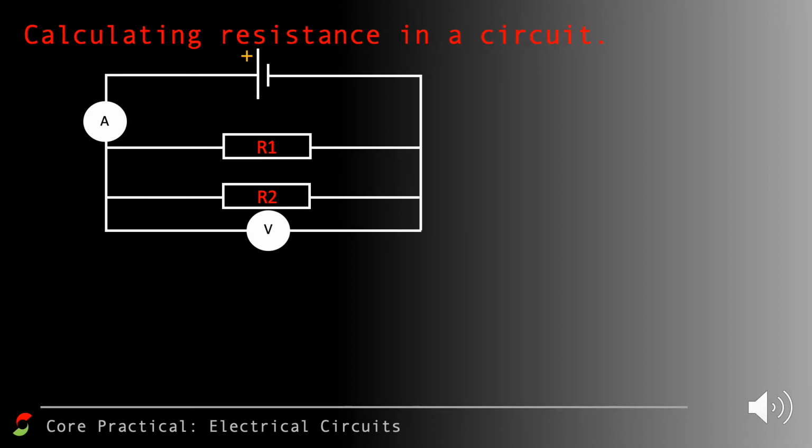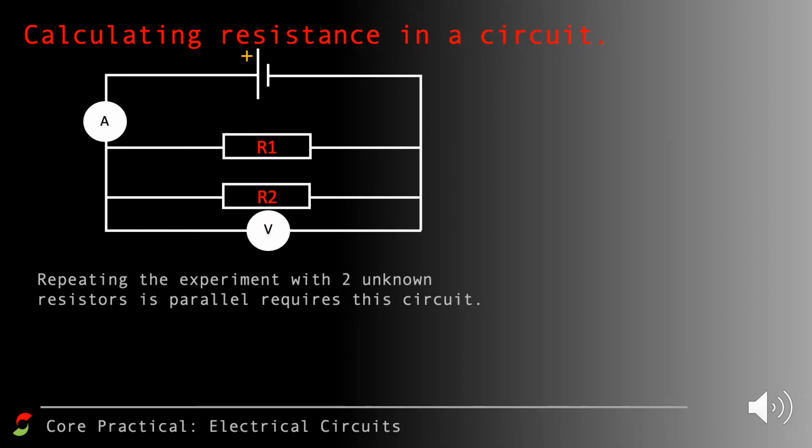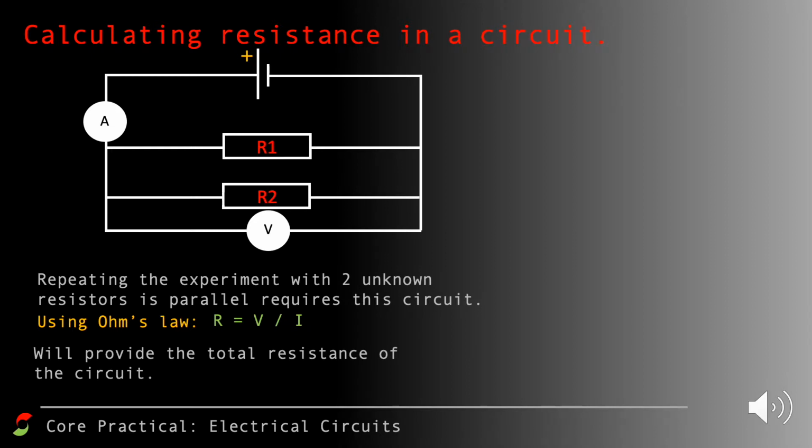Third circuit will then be a parallel circuit with R1 and R2, and you repeat the process again. So once you've done that, you've got the potential difference from the voltmeter, and you've got the current from the ammeter, and you record the current and potential difference and calculate the resistance using Ohm's law. But remember, this will give you the combined resistance of those two resistors in this combination.